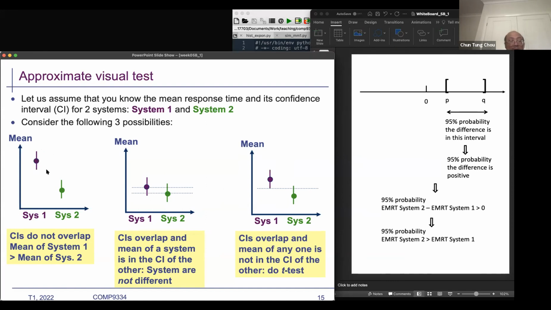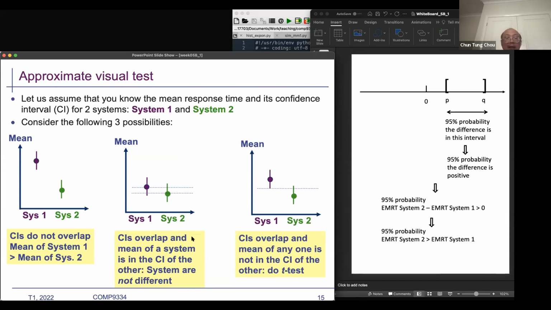and that's illustrated in this figure. If this is the case, then you can say the mean of system 1 is higher than the mean of system 2. So if you have a situation like this, you can conclude that the mean of system 1 is higher than that of system 2. That's what you can conclude.